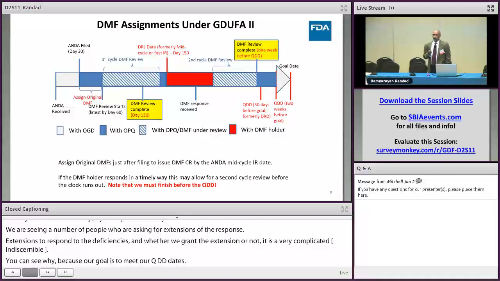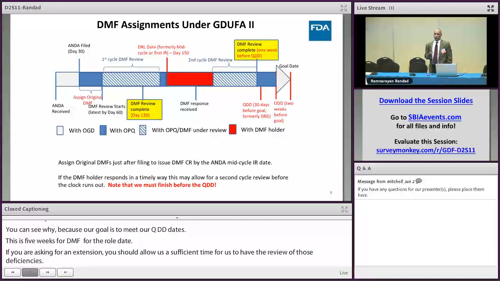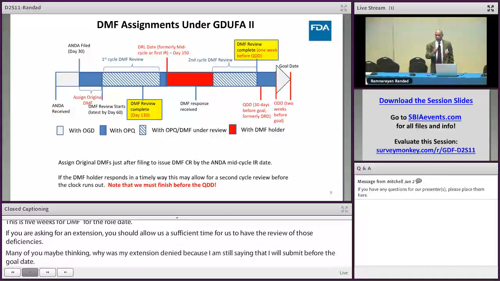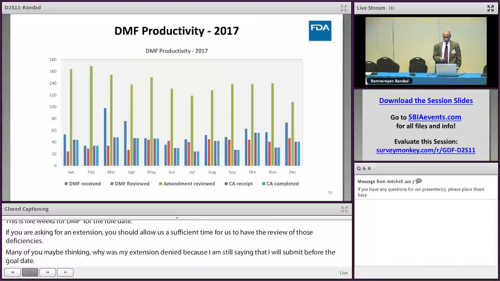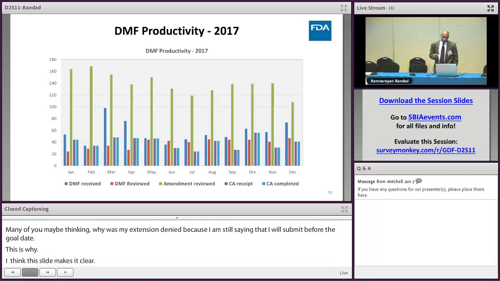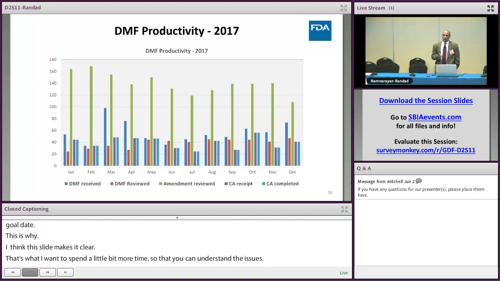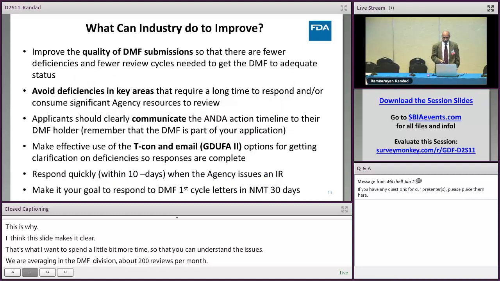So if you're asking for an extension, you should allow us sufficient time to review those deficiencies. But many of you may be thinking, why is my extension denied, because I am still saying that I will submit the response before the goal date? This is why. I think this slide makes it clear. That's why I wanted to spend a little more time so that you can understand the issues. In the DMF group, we are averaging about 200 reviews per month. Basically, it means that you as an owner or holder of the DMF should be on top of things, because we have a lot of reviews moving through the office.